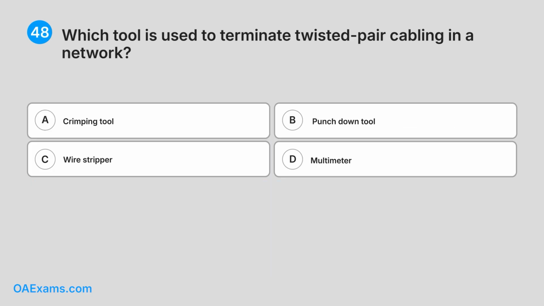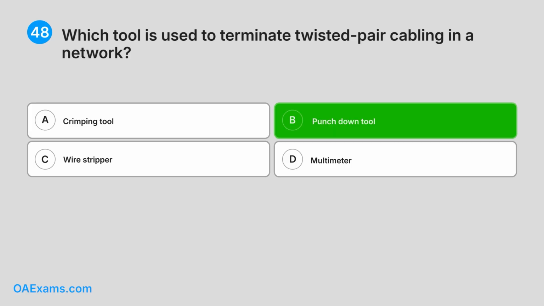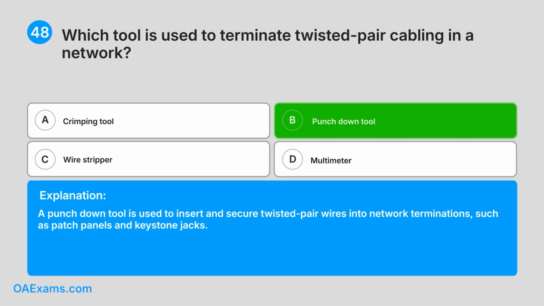48. Which tool is used to terminate twisted pair cabling in a network? A. Crimping tool. B. Punch-down tool. C. Wire stripper. D. Multimeter. Can you guess the answer? Correct answer: B. Punch-down tool. Explanation: A punch-down tool is used to insert and secure twisted pair wires into network terminations, such as patch panels and keystone jacks.